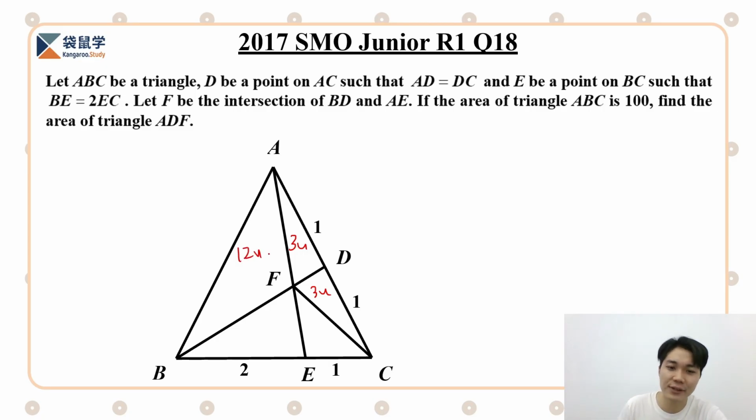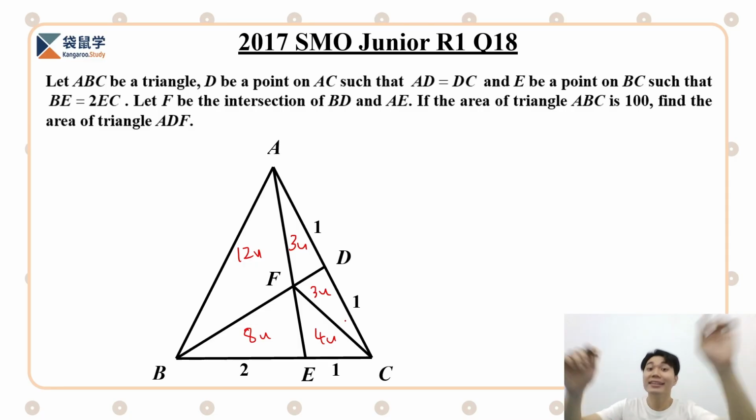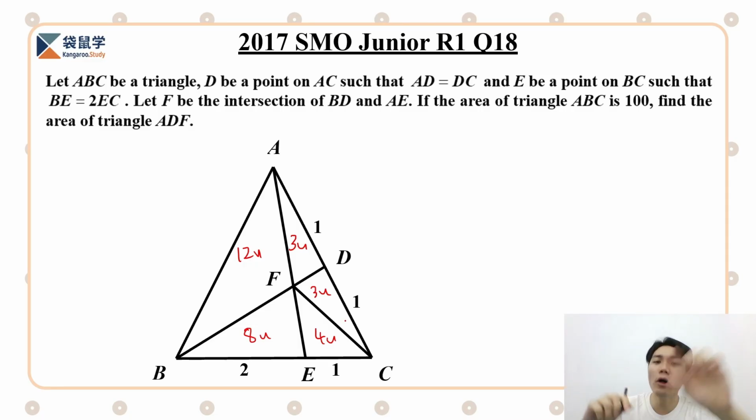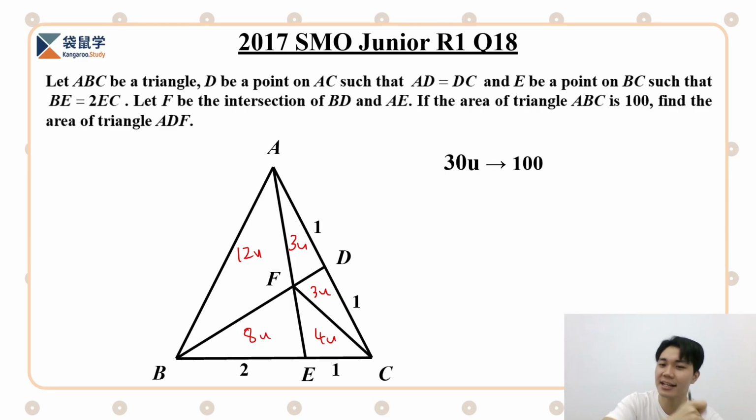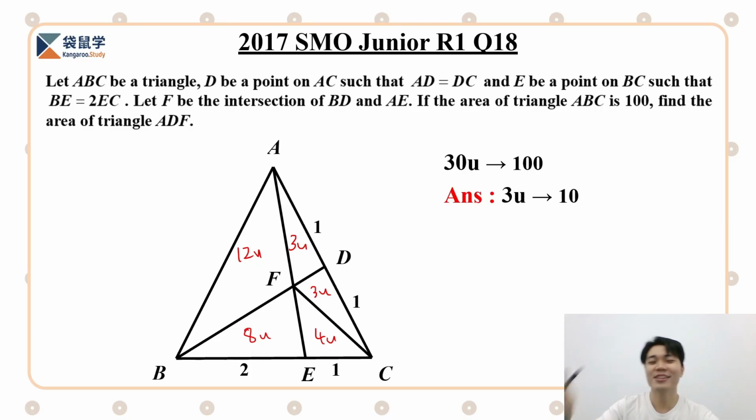In that case, BFE is to FEC. We can show that it is 8 units and 4 units. And voila. Now we have ensured that all of the units in this triangle are representing the same thing. Then we can solve it. If you add them all up, 12, 3, 3, 4, 8, in total we have 30 units. We want to find AFD, which is 3 units. So 30 units gives us 100. How much will 3 units be? It is just 10. Simple as that. Solved. So this is the primary school way, the primary Olympiad way of doing this.